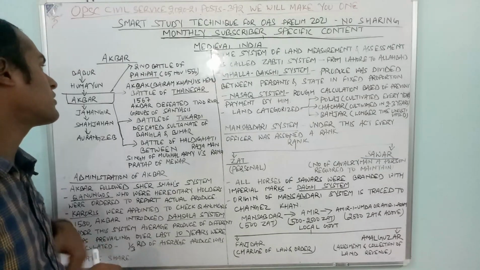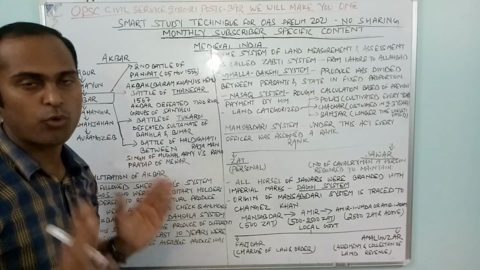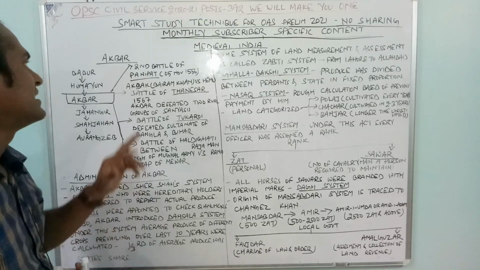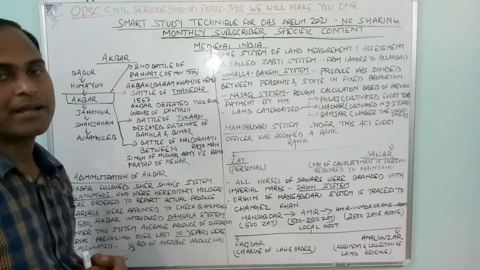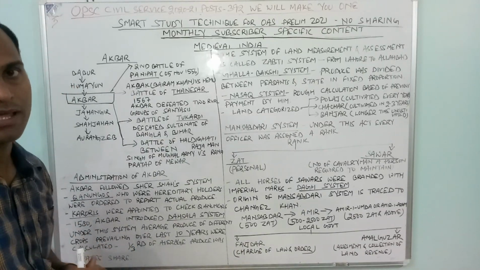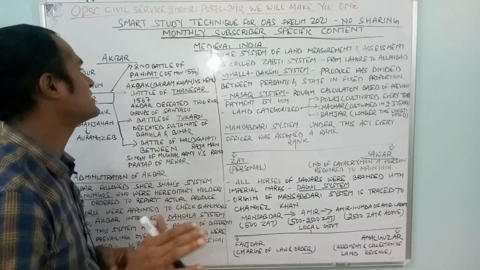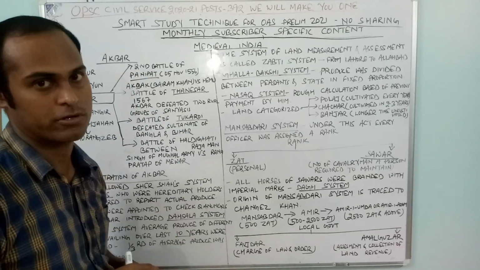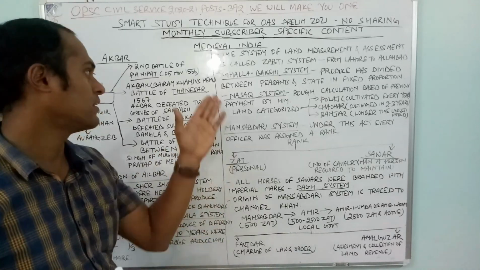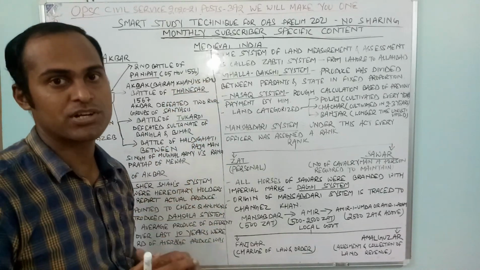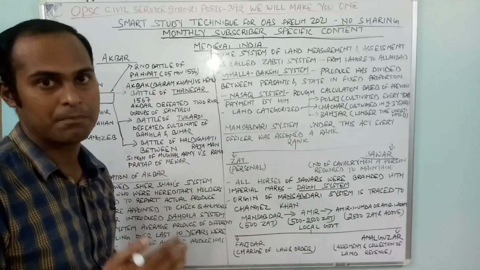Akbar fought many battles, but the four most important battles were these. First, the Second Battle of Panipat on 5 November 1556, where Akbar was represented by Bairam Khan against Hemu. That was a very decisive battle, because at that time there was pressure from Hemu to capture Delhi, and because of Bairam Khan, Akbar won the battle.